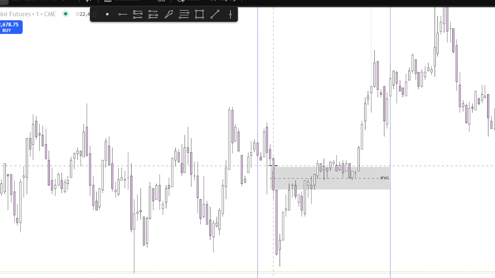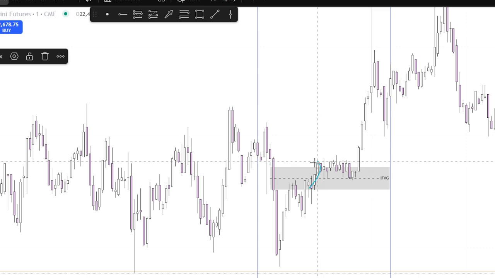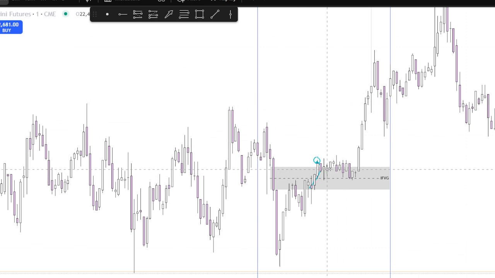Instead, how do we use this inverse fair value gap? Well, let's look. Price closes right there over the fair value gap, and that makes it an inverse fair value gap. Now, how would we use that? Consequent encroachment. What is consequent encroachment? The 50% line of any PD array. PD arrays are fair value gaps, order blocks, just any blocks or any gaps. That's what CE, consequent encroachment, is: 50%.